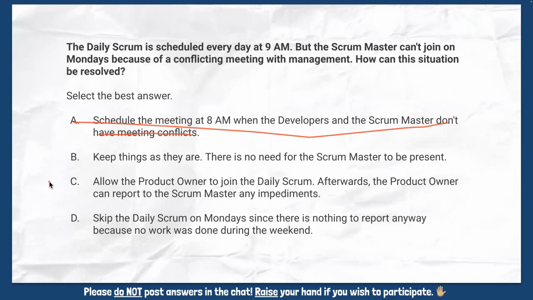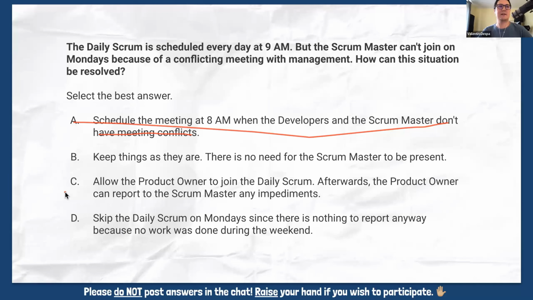B, keep things as they are. There is no need for the Scrum Master to be present. So basically, this is what I've just said. So we keep this answer. Okay. C, allow the product owner to join the daily Scrum. Afterwards, the product owner can report to the Scrum Master any impediments.